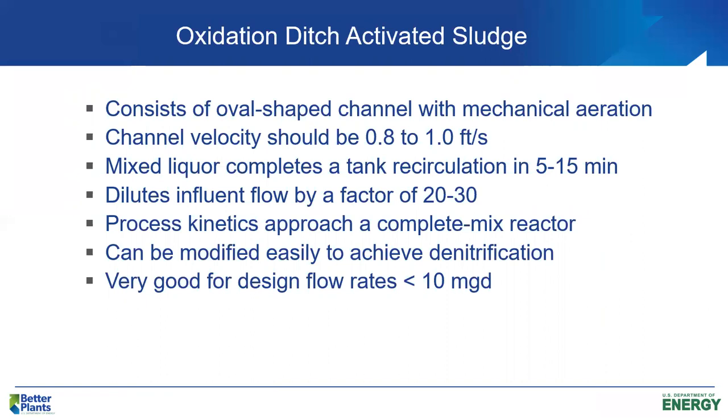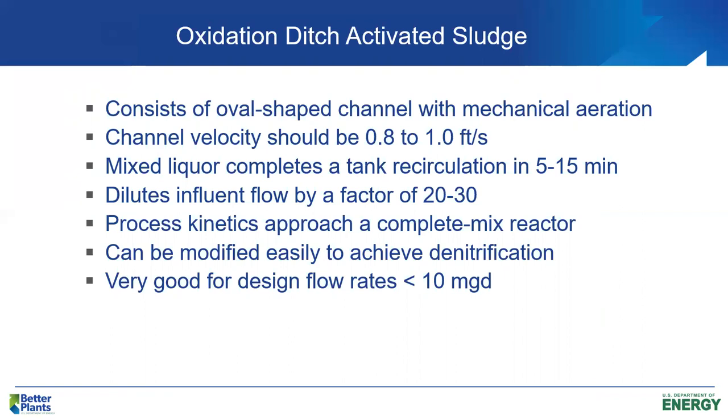So in other words, if we've got a 1 MGD oxidation ditch, the movement of liquid through the channel is probably 20 to 40 million gallons a day. That's just a physical movement of water through the channel. And it takes that kind of flow movement through the ditch in order to keep the velocity up around 1 foot per second. If we're required to achieve denitrification, we can do that quite readily in an oxidation ditch.